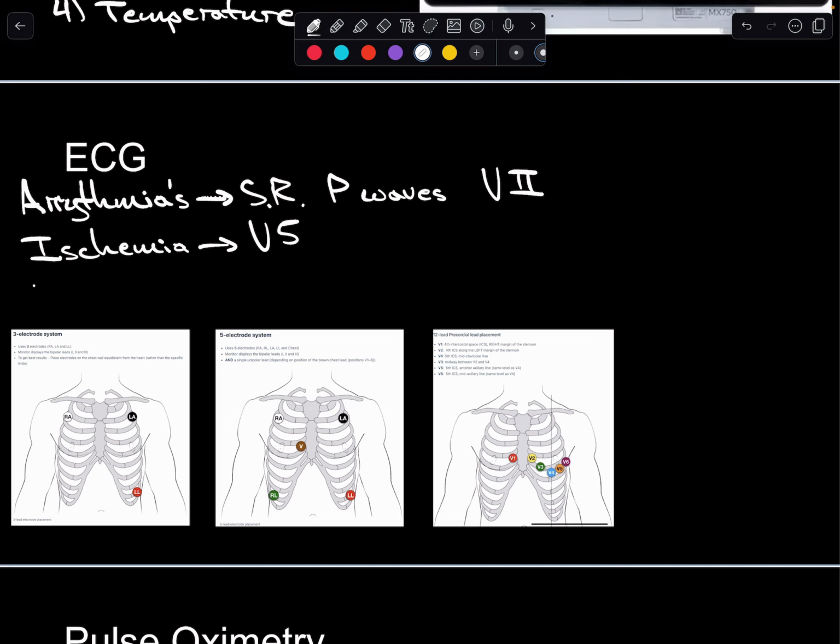And say if you have a 3-lead ECG arranged, but you're concerned for ischemia, then you could take the left arm, move it to the V5 position, and observe V1.